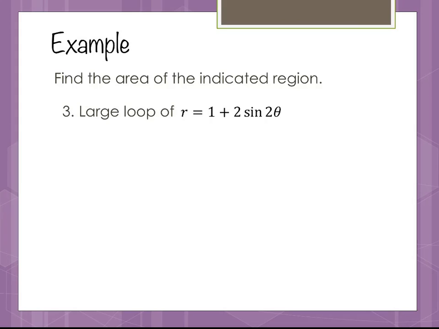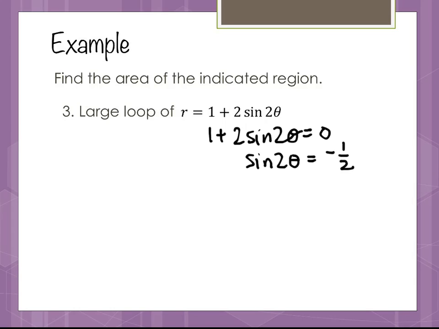So just like on the last one, we're going to get a full loop, and you can take a look at the calculator and how this works to give you the larger loop to make sure that you're actually getting the larger one versus the smaller one, which is a calculator issue. But we're going to be doing this with setting this equal to 0, just like we did a moment ago. So if I'm trying to set this equal to 0, I can subtract my 1 and divide by 2, and I find out that sine of 2 theta is supposed to be negative 1/2, right?